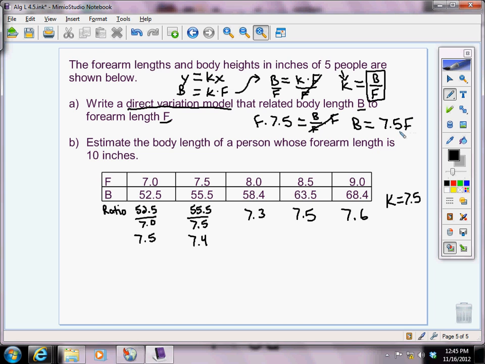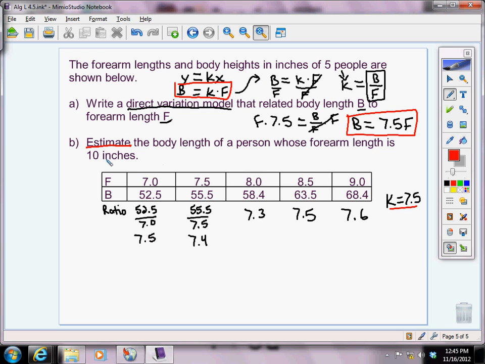You didn't necessarily need to solve it like this, because we had already written this out, and once you find your k, you can just substitute it in, just like if it was x's and y's. So our direct variation model is going to be body length equals 7.5 times our forearm length. Now, this is based on real life data, so again, we're going to estimate.